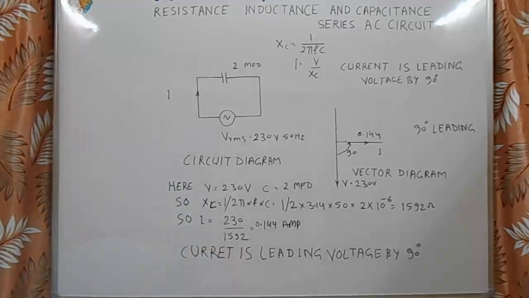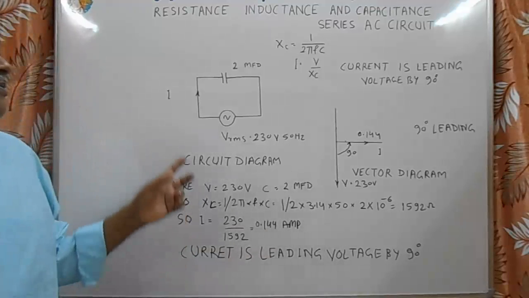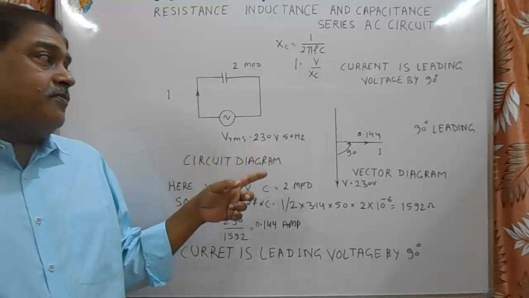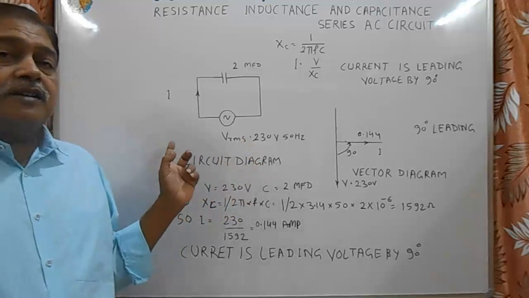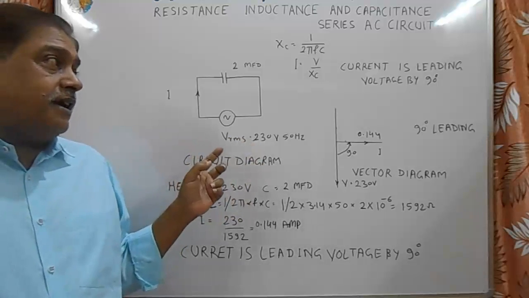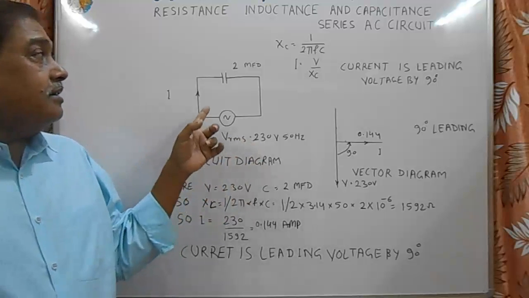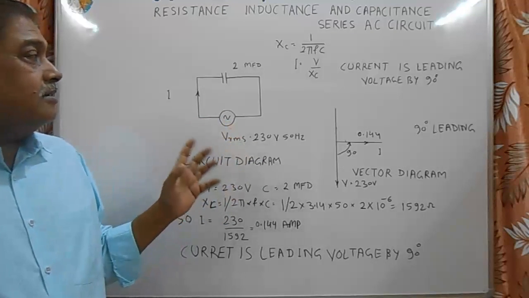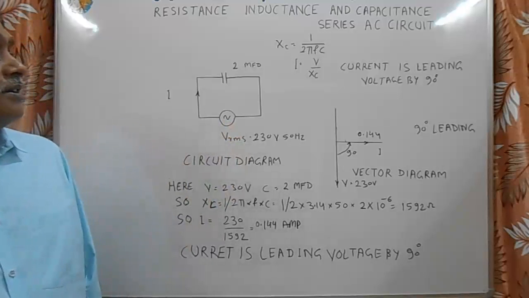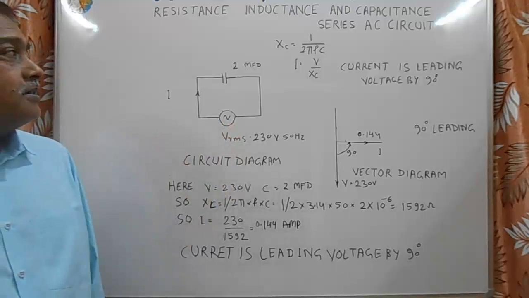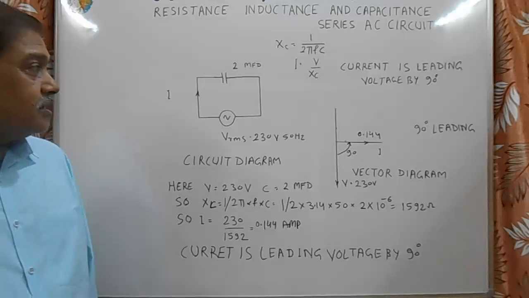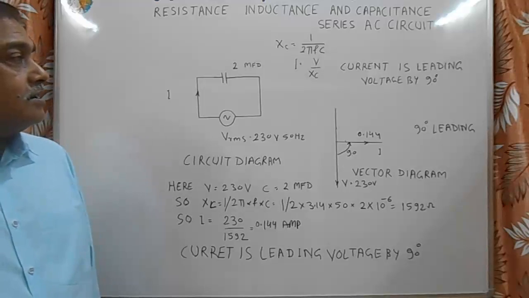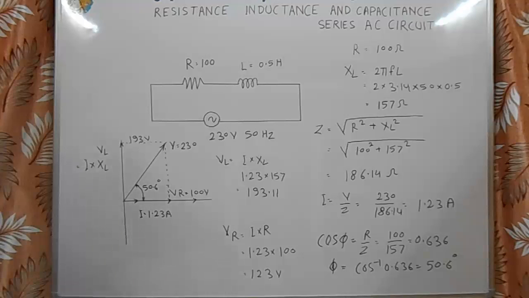So we have seen that in case of resistance, current is always in phase with voltage. In case of inductance, current is always lagging voltage by 90 degree, and in case of capacitance, current is leading voltage by 90 degree. So there are different characteristics of inductance, capacitance and resistance. Now we will see the series RLC circuit on the next page.